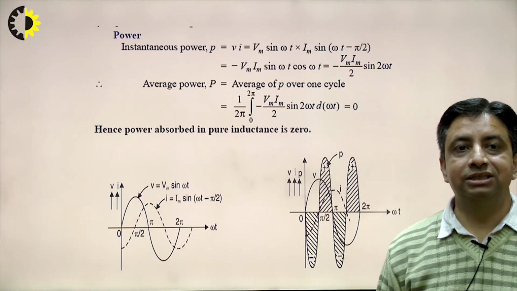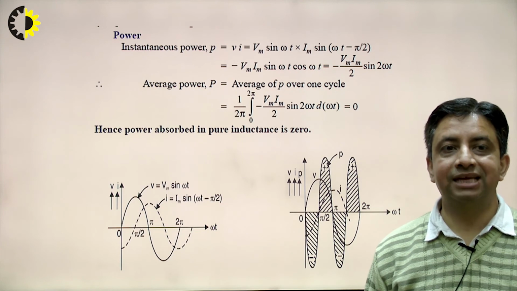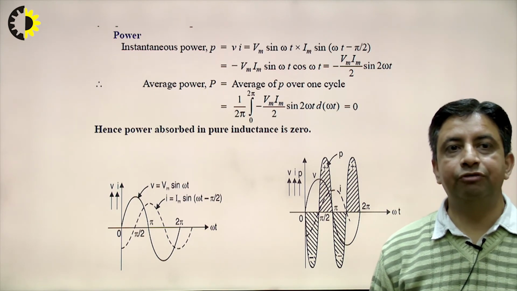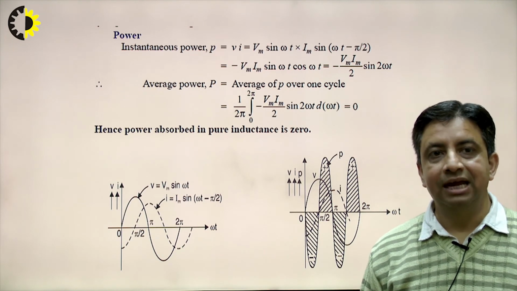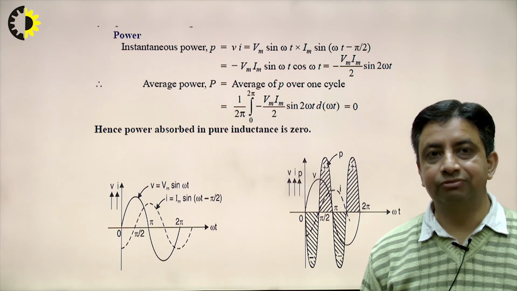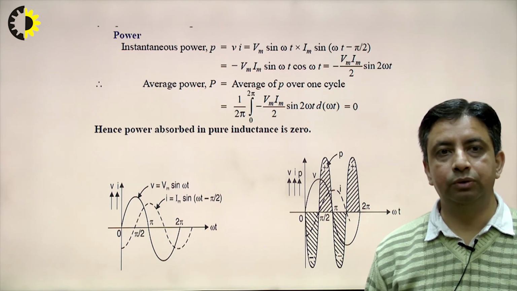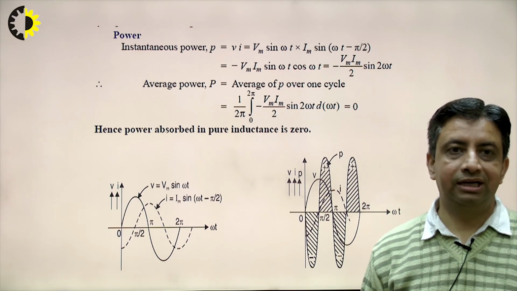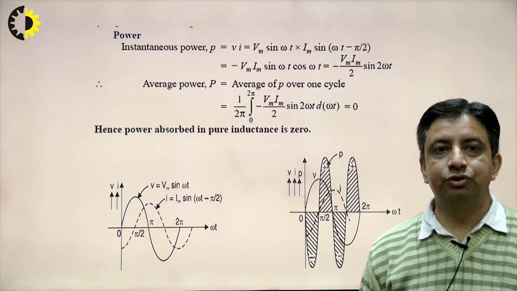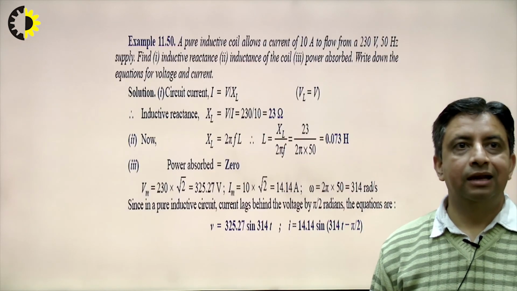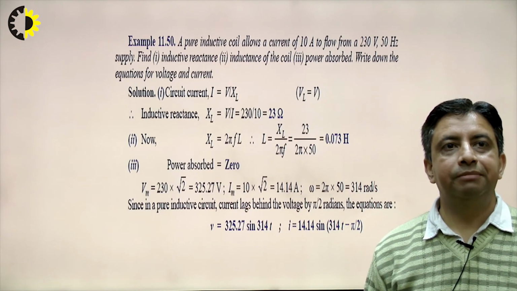So, if you consider the power over a complete cycle, that means from 0 to 2 pi, you will find that you have 2 positive halves and 2 negative halves. So, the average of all these 4 will come out to be equal to 0. Hence, we can conclude that in case of a purely inductive circuit, the power consumed will be equal to 0 over a complete cycle. Now, let us try to solve one problem related to this.